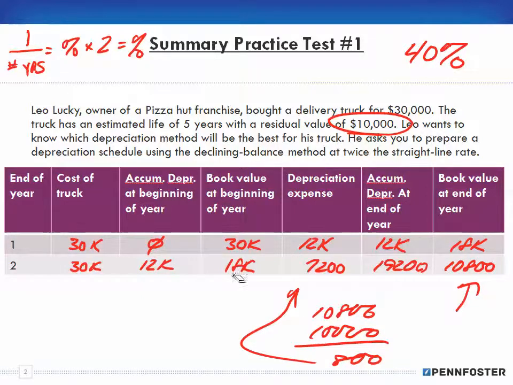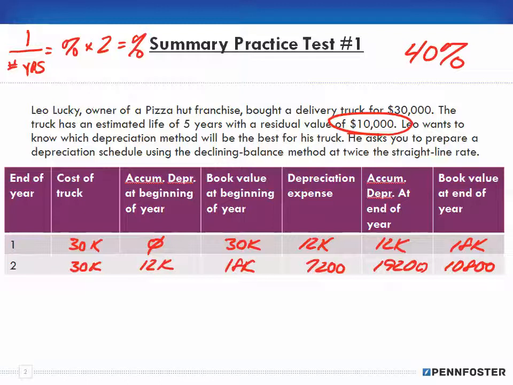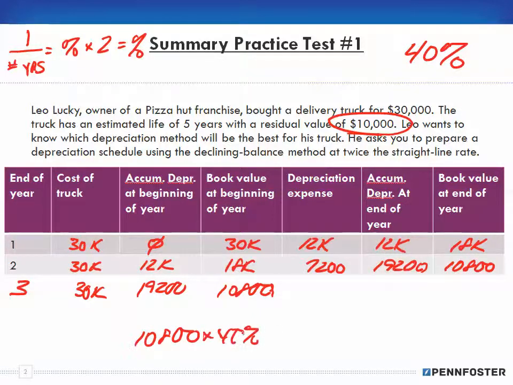number three. So if we were to extend this out to year three, this would be 30,000. This would be 19,200. This would be 10,800. If we did the math and took $10,800 and multiplied it by 40%, that's going to be 4,000 some odd dollars, right? Well, we can't take 4,000 in depreciation. We can only take the difference between our book value and our residual value, which again is this $800. So we have to take the $800 as our depreciation expense.